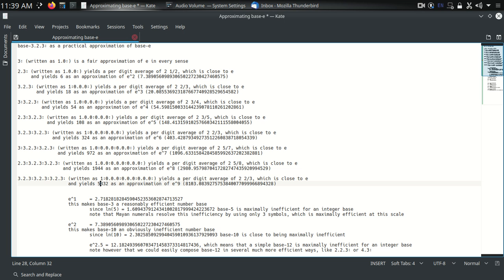Yeah, so that one, it's off by quite a bit. By the time you get to 9, let's see, 8 digits yielded 1944 as an approximation of 2980. That's pretty bad. 9 digits yields 5832 as an approximation of 8103. That's pretty bad. It's pretty bad. But your per digit averages are sitting close to e.